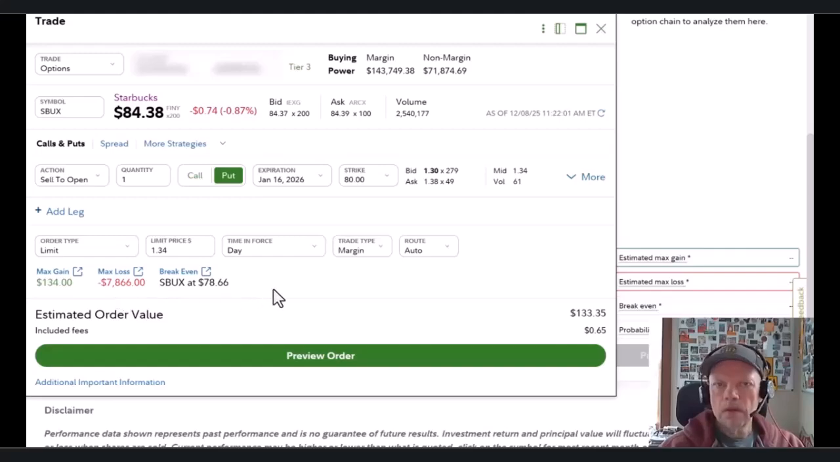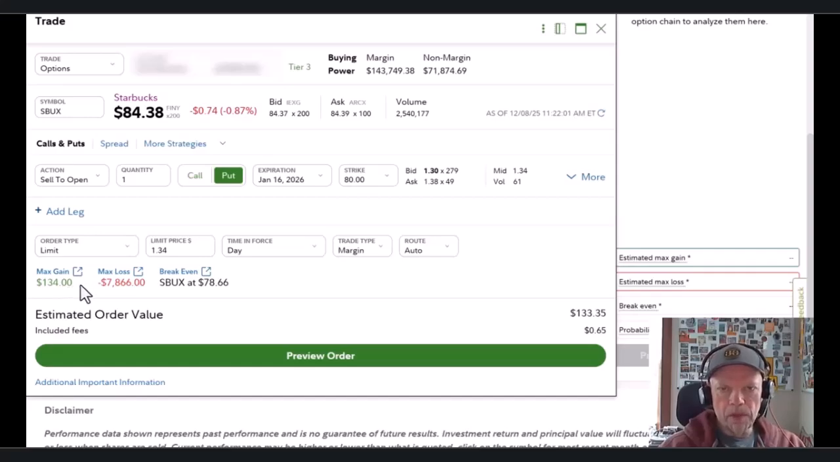So let's review this for a minute. We got Starbucks, we got sell to open. So I'm selling a cash secured put, sell to open, and 80 is the strike price. So if the price of Starbucks goes down to $80 and it's sitting there on January 16th, I agreed to buy 100 shares of Starbucks at $80 per share. And for agreeing to this contract, I'm going to earn $134. So that's mine no matter what.